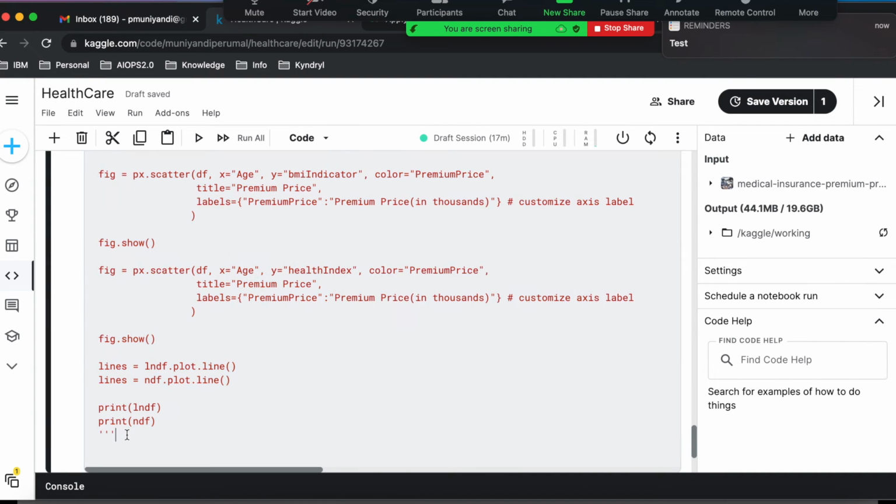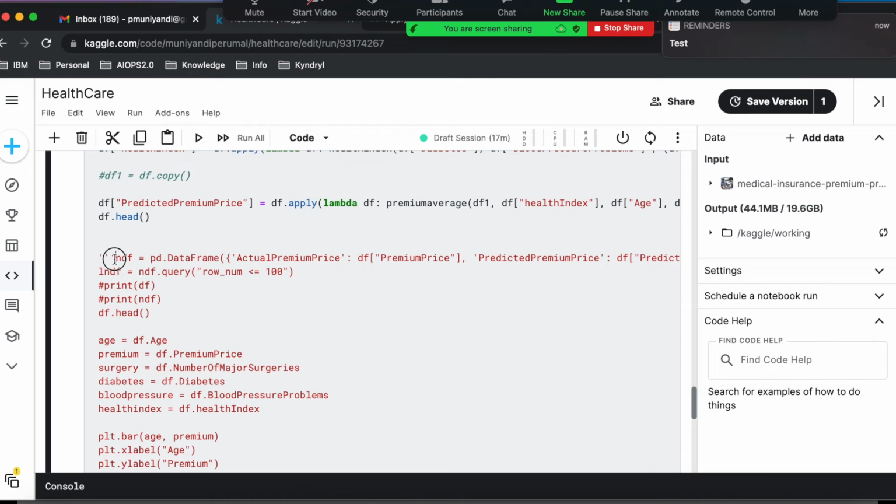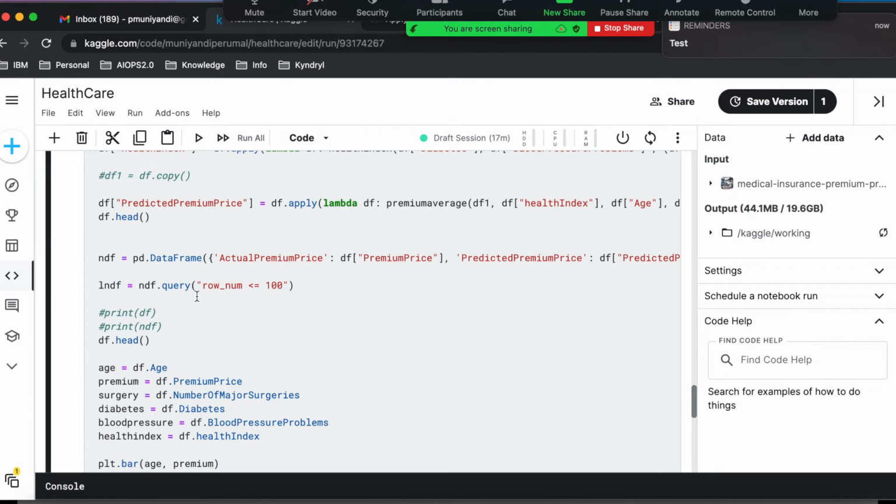Okay, I undo that code again. This is my whole code, right? Then again, what I'm doing, actually, I'm doing some other query. I'm creating a 100 row record set. I have created a limited record set for better visualization.